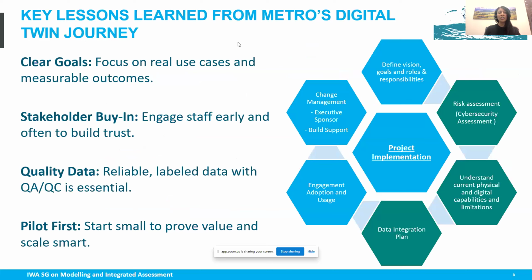So key lessons learned from our digital twin journey: defining clear goals and real use cases with measurable outcomes was very important so that people see real value and benefits in implementing these technologies.